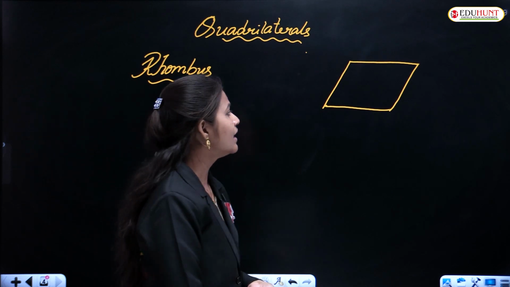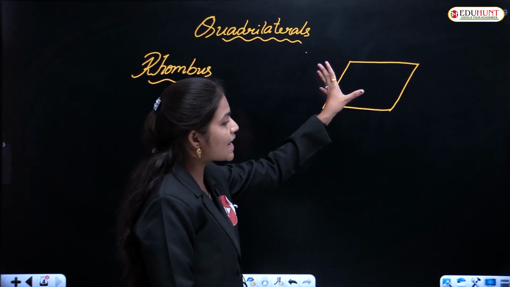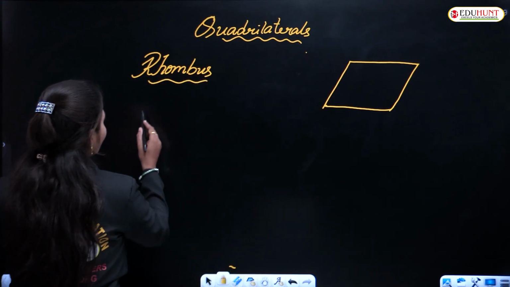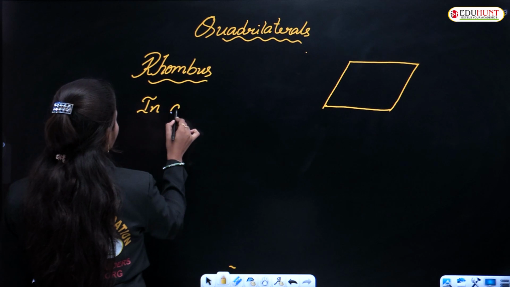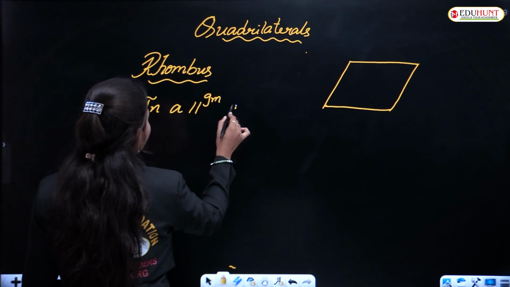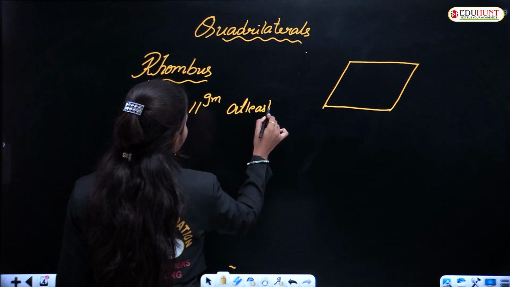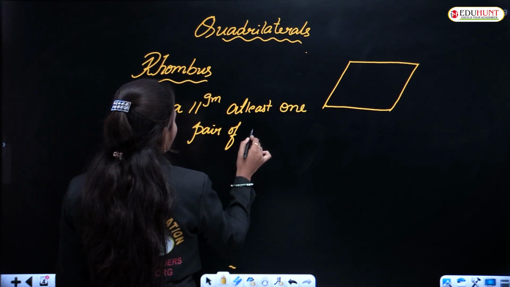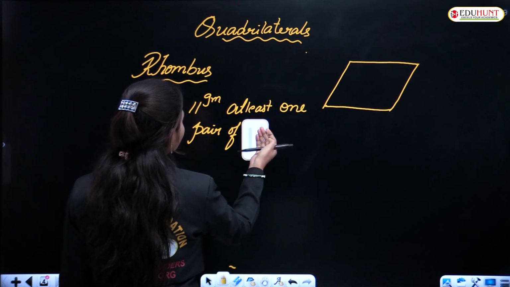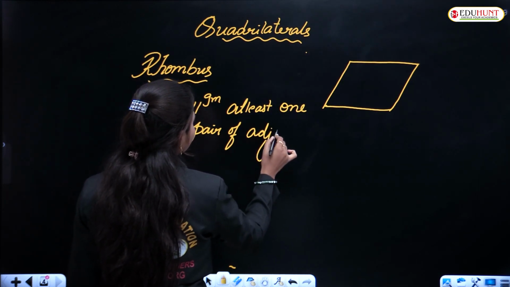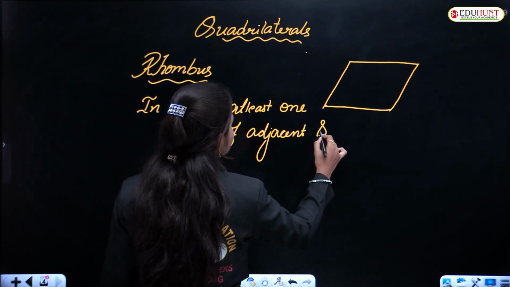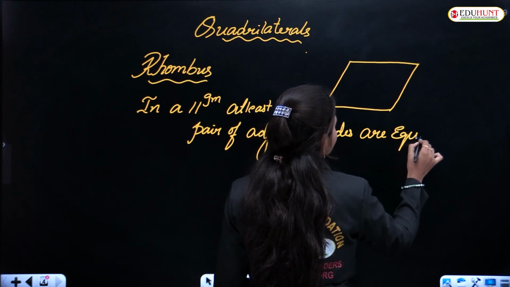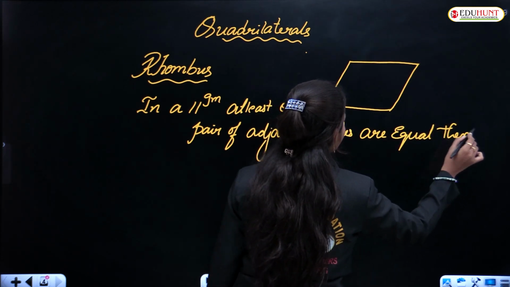Once again, here in a parallelogram opposite sides are parallel and opposite sides are equal, we are saying. Now here in a parallelogram, at least one pair of adjacent sides are equal. Then it is called a rhombus.